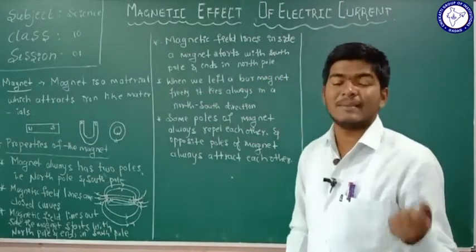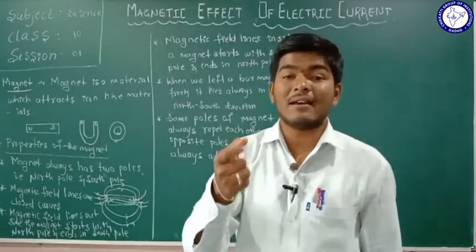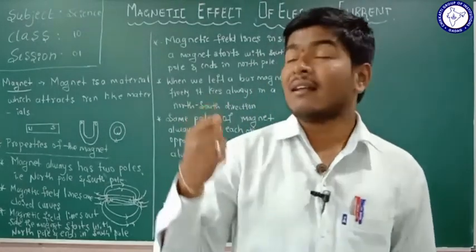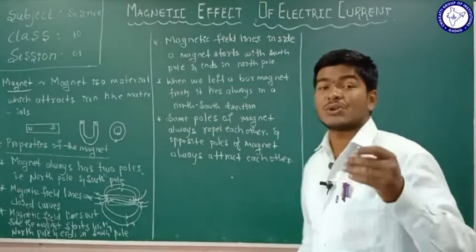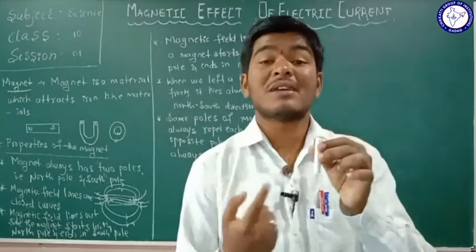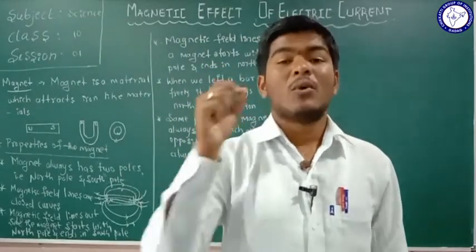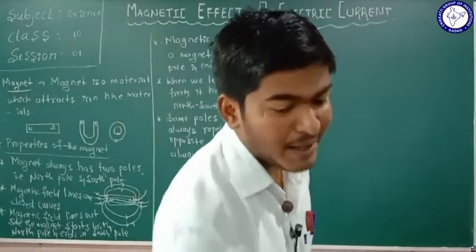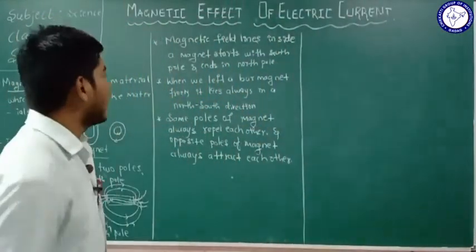So he made a rule on how a current carrying conductor acts as a magnet, or what the magnetic effect of electric current is, and how a current carrying conductor shows magnetic properties. That was studied and explained by one of the great scientists, H.C. Oersted. He explains the current carrying conductor and its properties.